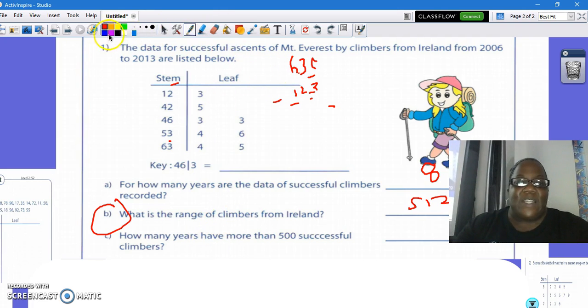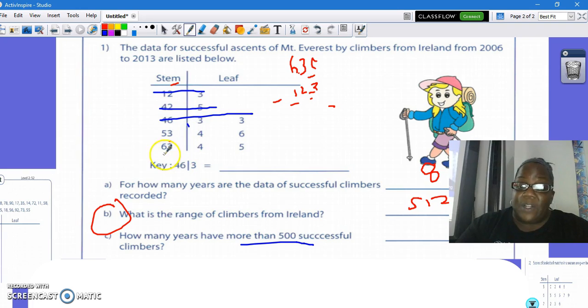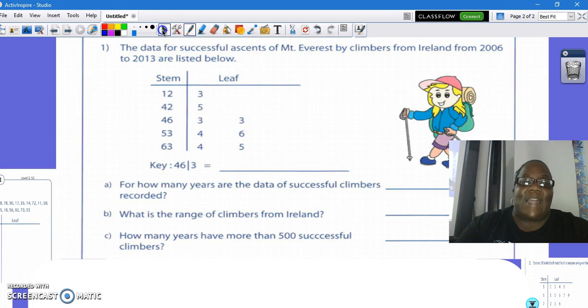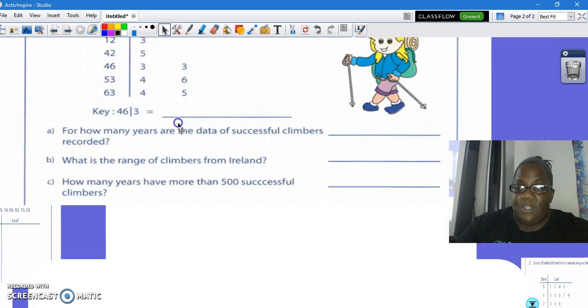So the last question to number 1 is, how many years have more than 500 successful climbers? Well, let's take a look. 123 is below 500. Anything in the 4s is below 500. Looking for more than 500. 534 is more than 500. So is everything in a 6. So we can count up all of these. So how many years are we talking about? 4. That's right. 1, 2, 3, 4. We are counting 4 years.